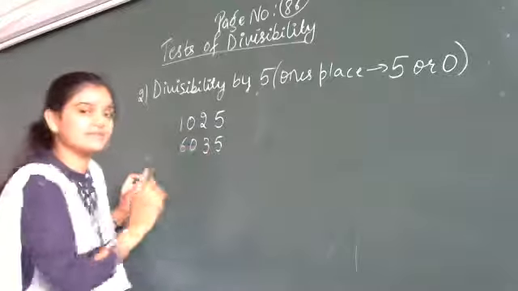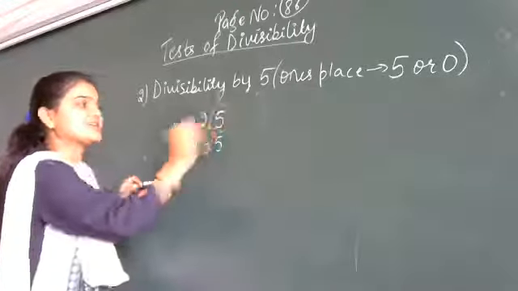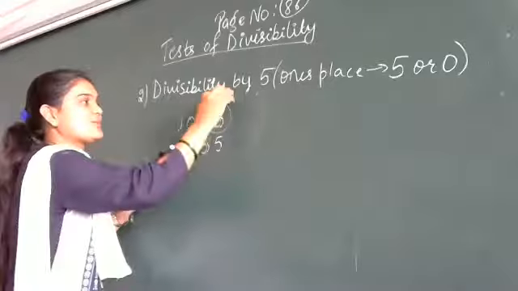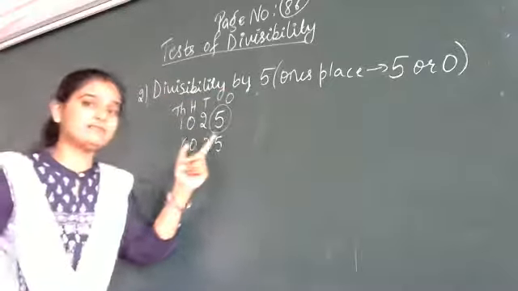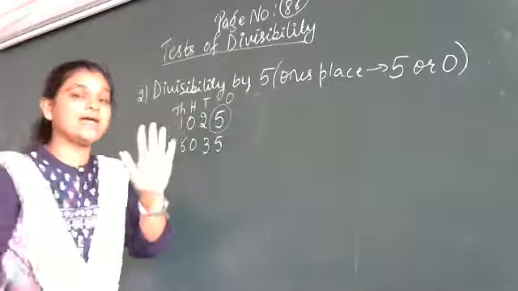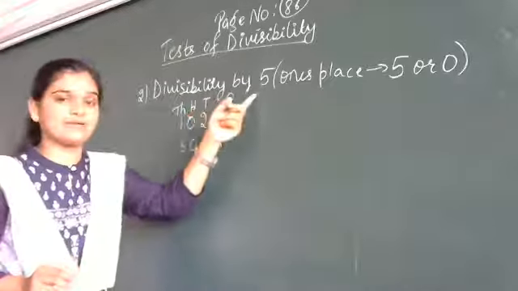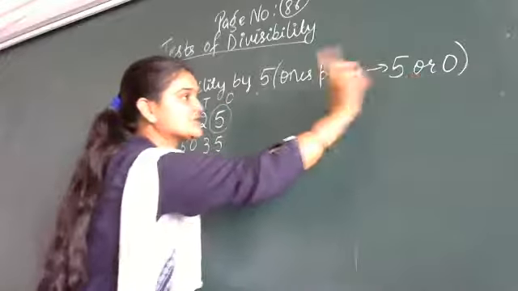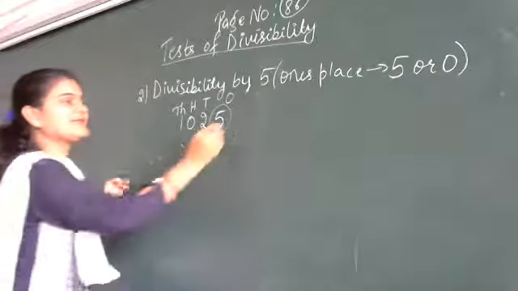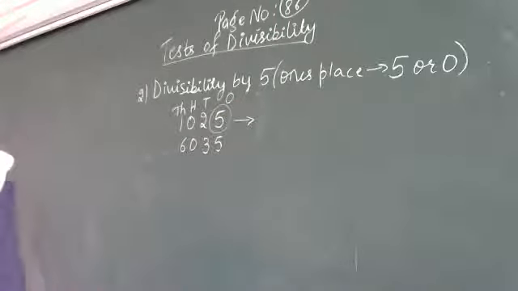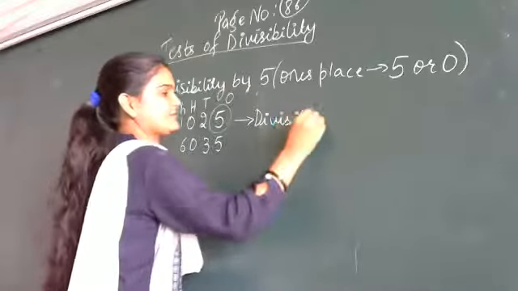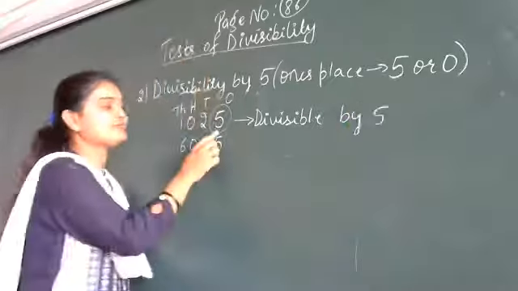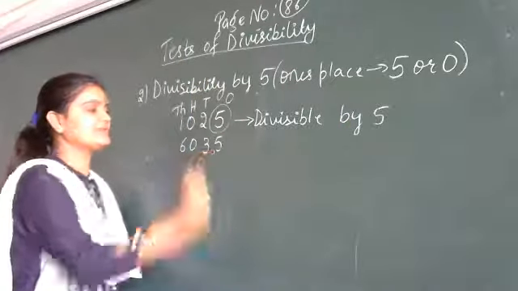1025, 6035. Here again you will have to check the ones place. This is our ones place, then tens and thousands. In 1025, in the ones place we have 5. And what does the divisibility rule tell for divisibility by 5? The ones place should be 5 or it should be 0. Now tell me then, is 1025 divisible by 5 or no? Yes, it is divisible by 5, because we have 5 in the ones place.